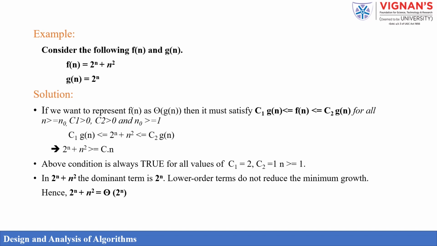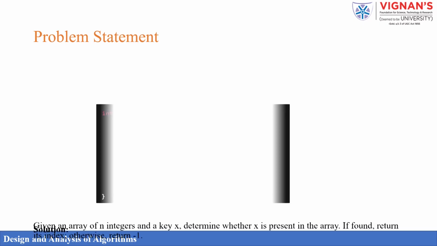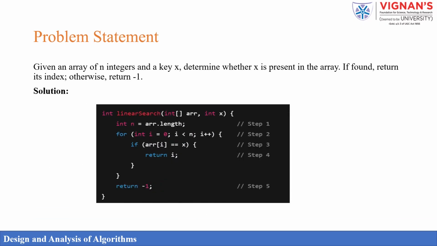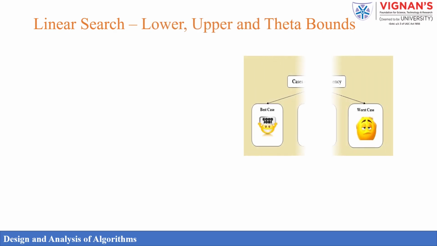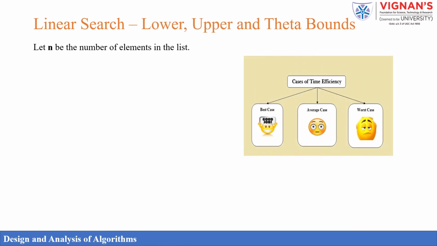Now let us talk about the below problem on linear search. Given an array of n integers and a key x, determine whether x is present. If found, return its index, otherwise, return -1. Let n be the number of elements in the given list.